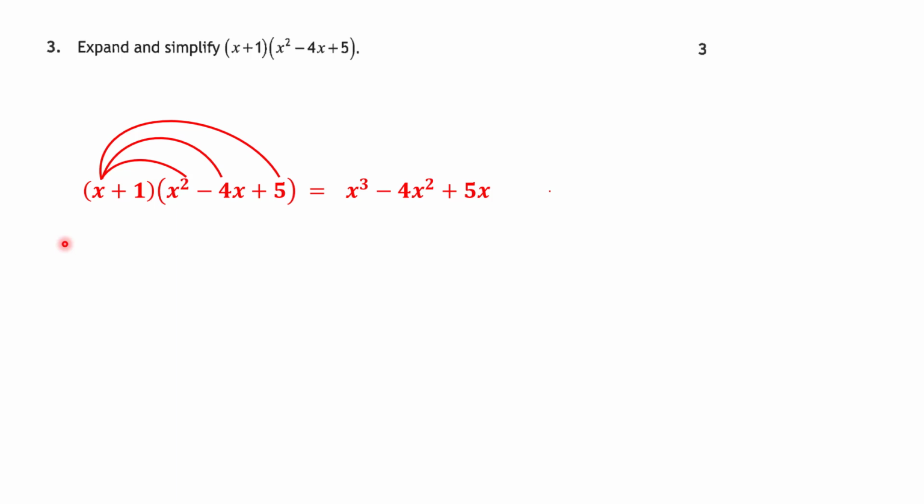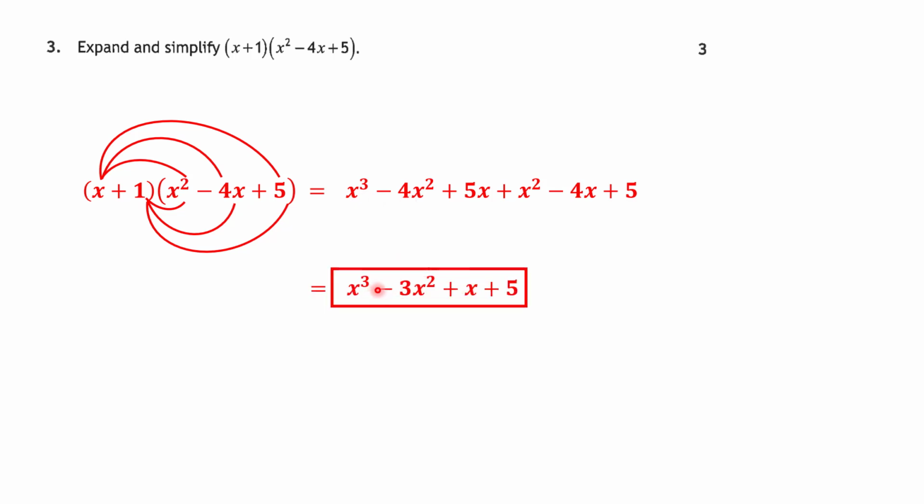We then multiply all of these three terms by 1, that's the second number here. So we get 1 times x squared is x squared, 1 times minus 4x is minus 4x, and 1 times 5 is 5. So we have to tidy up now. If we look at this, I can only see 1x cubed, and then I've got minus 4x squared plus 1x squared, that's minus 3x squared, 5x take away 4x is a plus x, and then plus 5, and that's the final answer there.